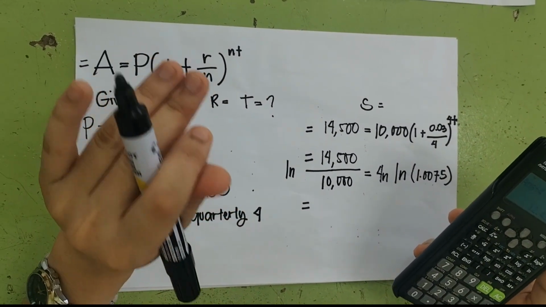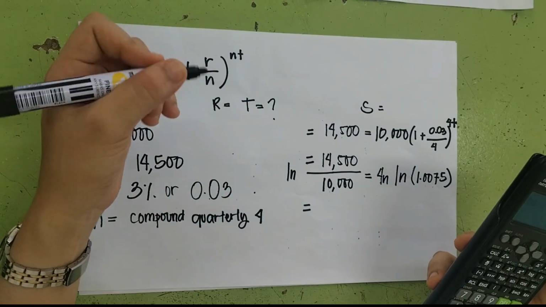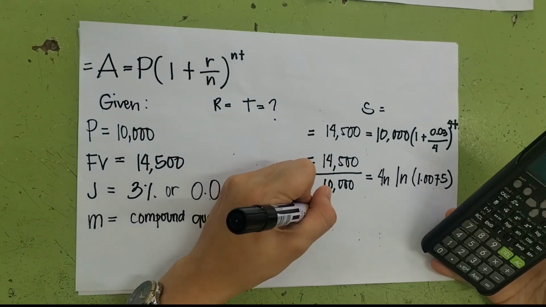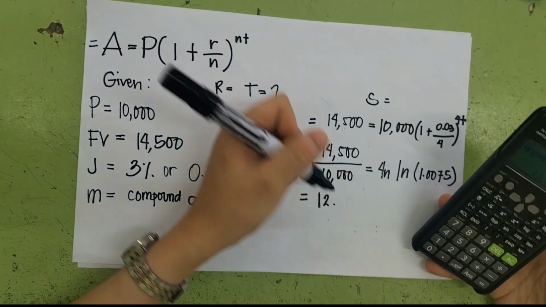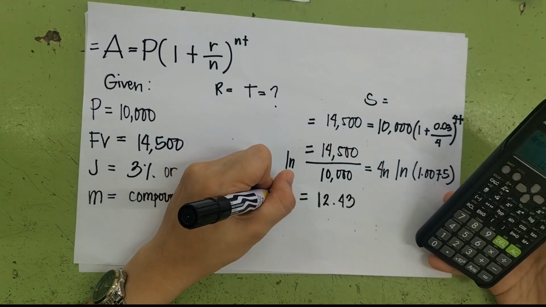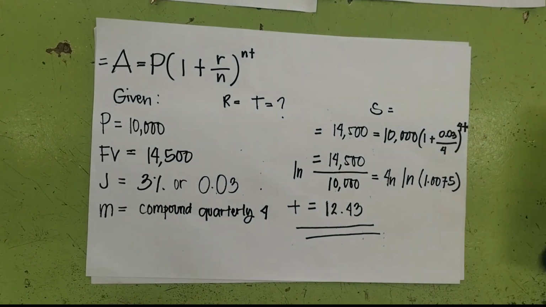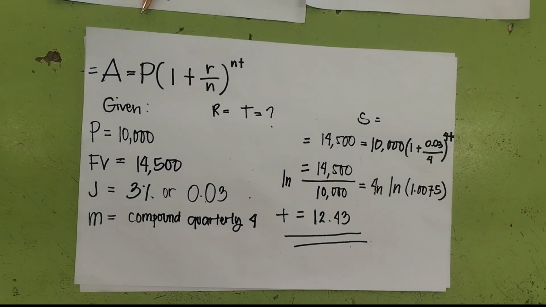And always take note that you do not round off in the process of solving the answer. We get 12.43. So in our time, this is the answer for our compound interest problem.